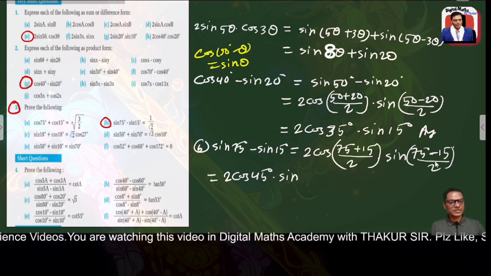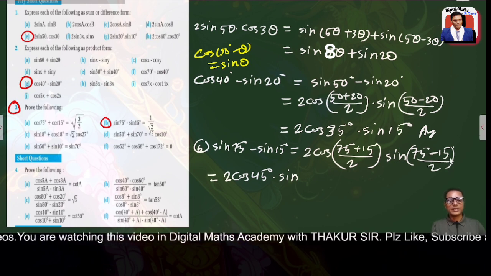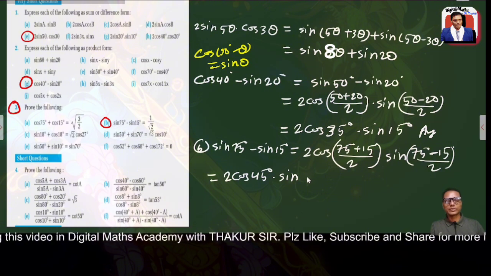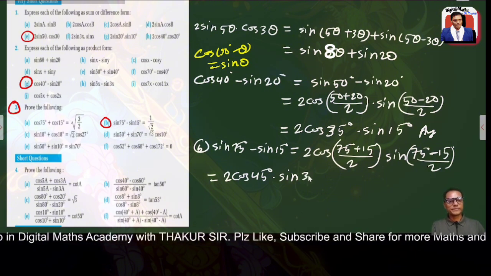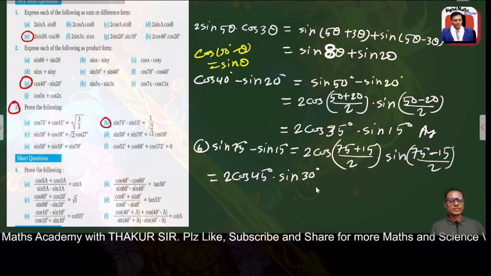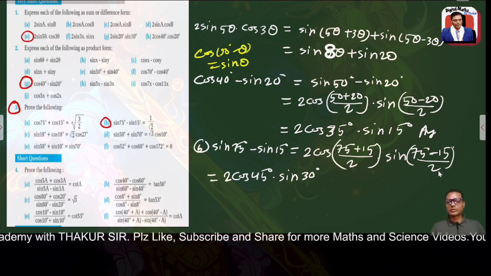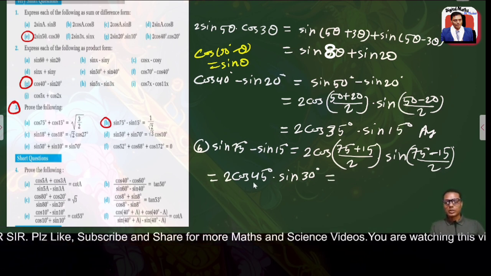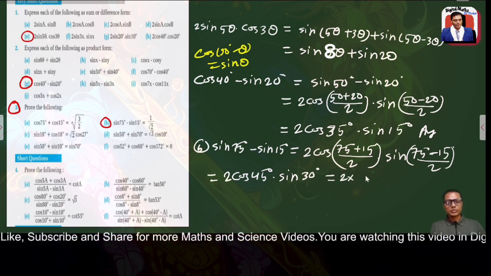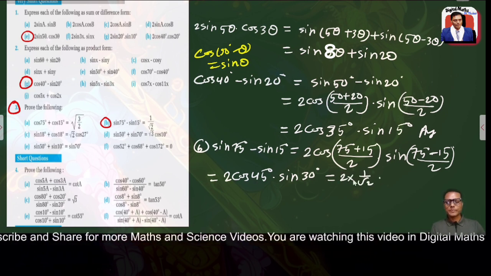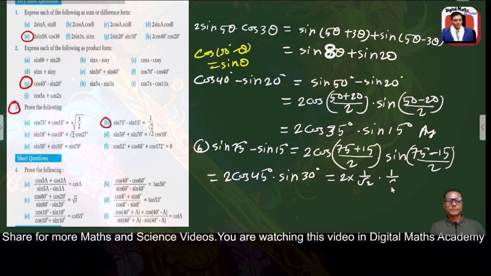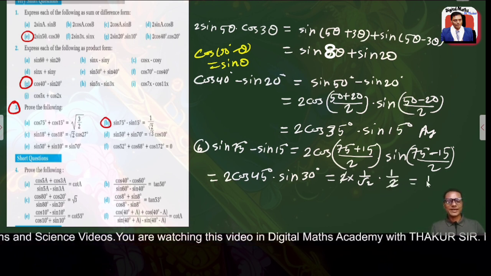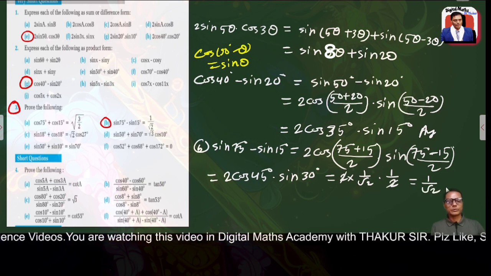Yes, we have to subtract it, right? And after the subtraction, you get 60 by 2. 60 by 2 equals how much? 30 degree. Isn't it? 75 minus 15 is 60, divided by 2 gives 30 degree. Now we know cos 45 degree is 1 by root 2, so we write 1 by root 2, and sin 30 degree is 1 by 2. So finally we can cancel 2 and 2, and lastly we have the answer 1 by root 2.